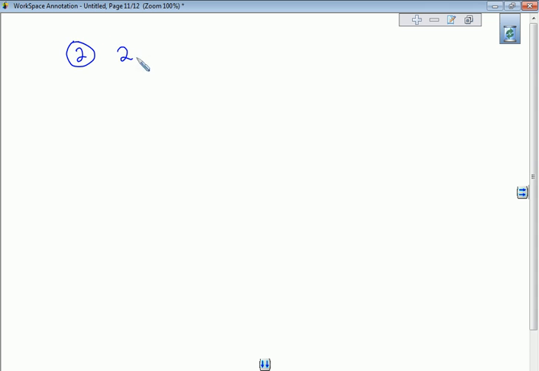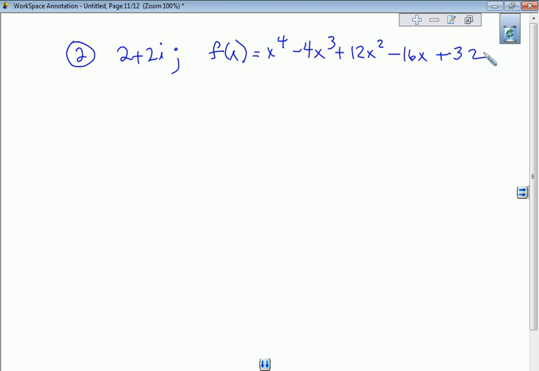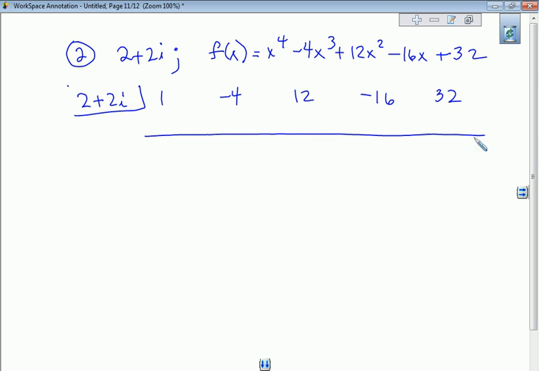Number 2, 2 plus 2i is the given zero. The function is f of x equals x to the 4th minus 4x cubed plus 12x squared minus 16x plus 32. So what we're going to do here is this is our zero. Our coefficients are 1, negative 4, 12, negative 16, and 32. And I spaced them out a little more because I knew I was going to have some imaginaries going on here. So we'll bring down this first one.